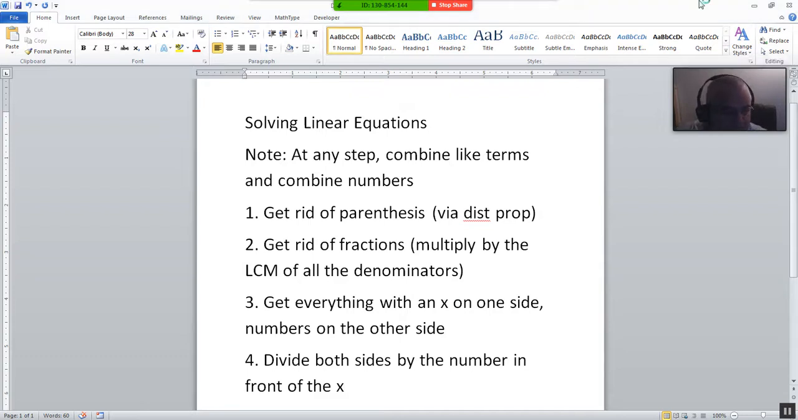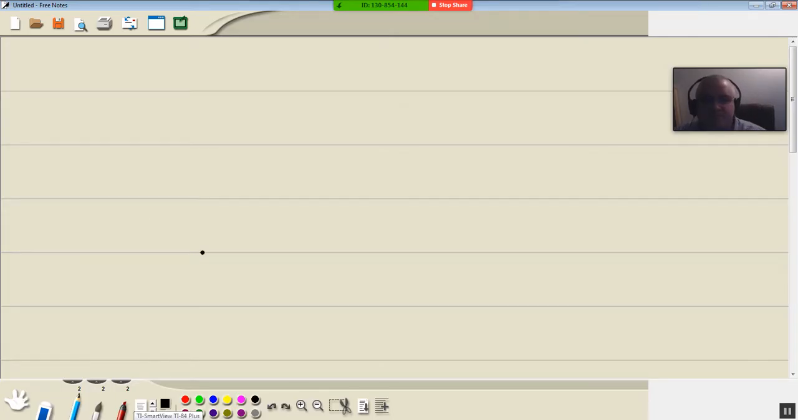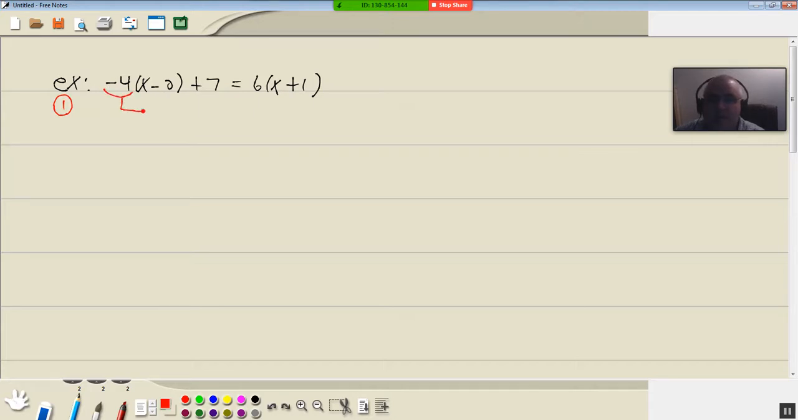So let's take a look at a couple examples. Let's say I got -4 times (x minus 2) plus 7 is equal to 6 times (x plus 1). Now step 1. Get rid of parentheses. And we do that via the distributive property. So I'm going to take the -4 and multiply it times the x and multiply it times the -2. And I'll take the 6 and multiply it times the x and multiply it times the 1.